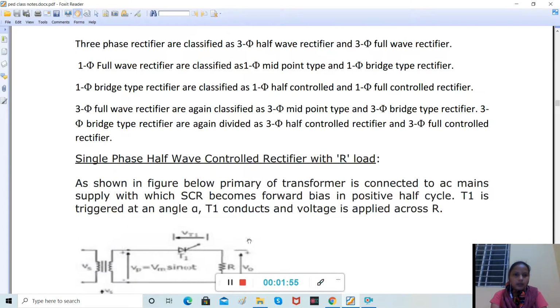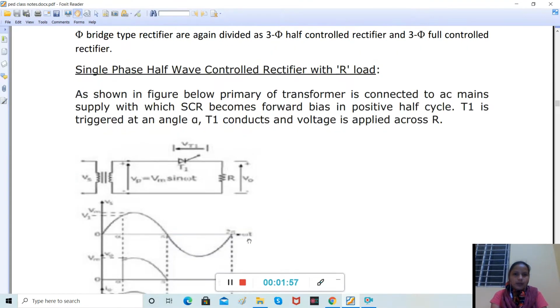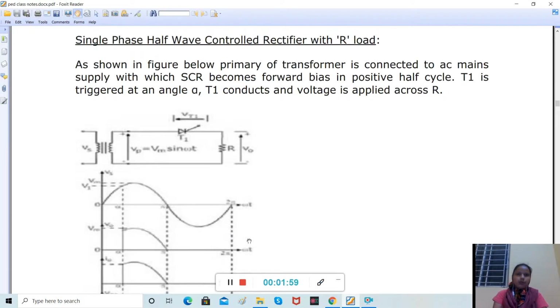Let's start from the single phase half wave controlled rectifier with R load. R load means resistive load. For this type of rectifier, first of all we will come to the circuit diagram part. See here the circuit diagram.